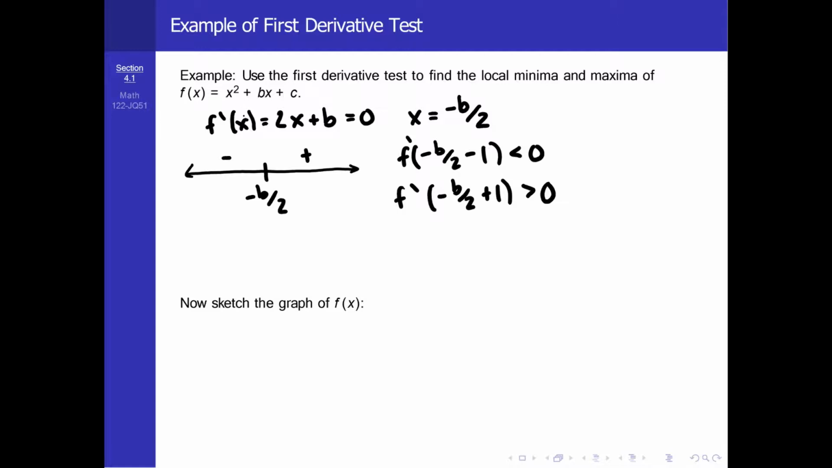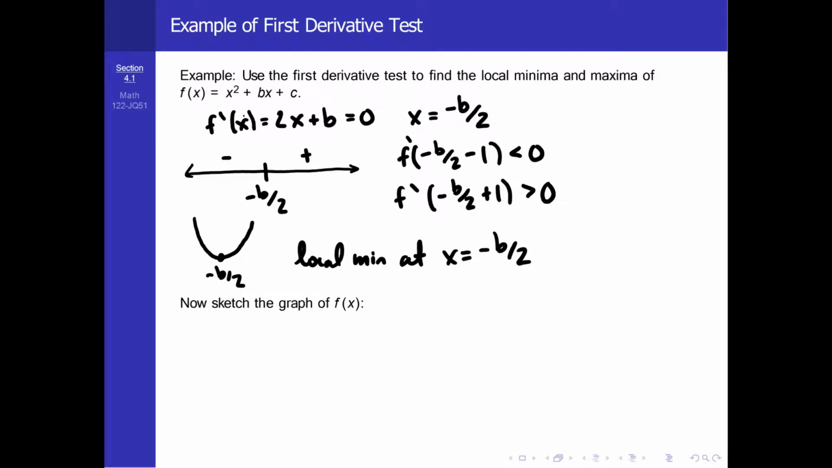And so now we have to decide, is this a local minima or a local maxima at this point negative b over 2? Well, the derivative function is going from negative to positive. So I know my function has to look something like this, and this is negative b over 2. So we have a local min at x equals negative b over 2.